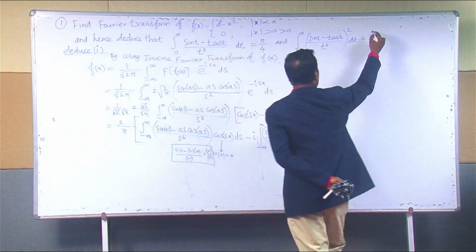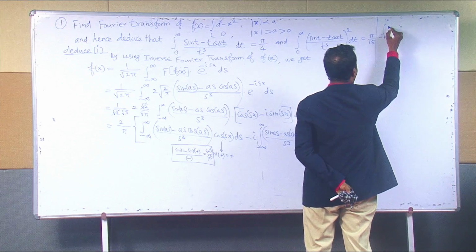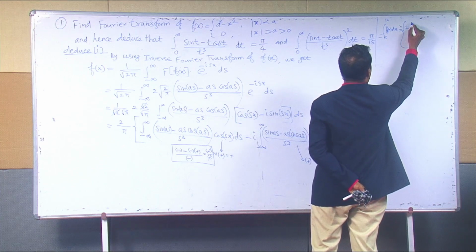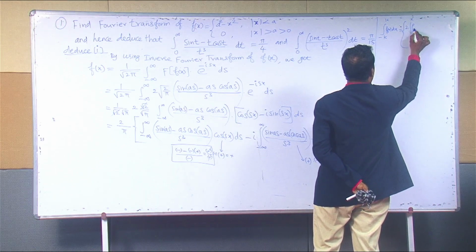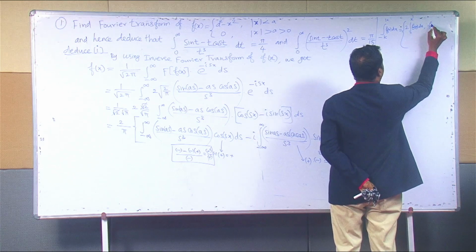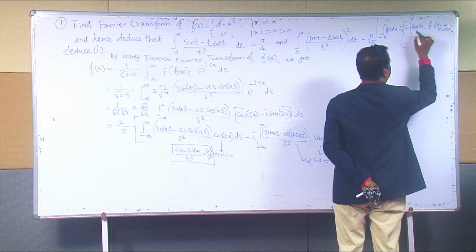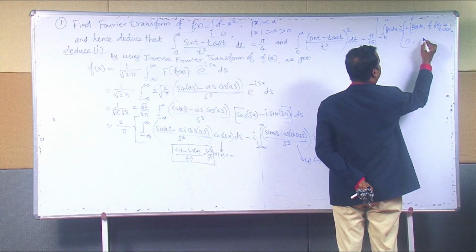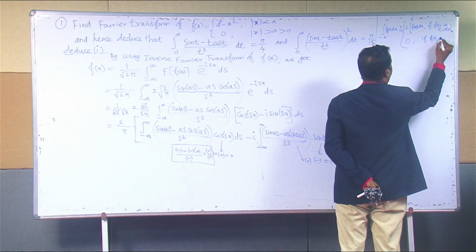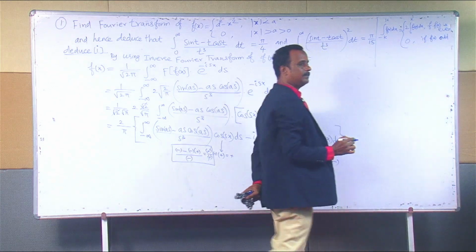Already we know the formula: the integral from minus constant to plus constant of f of x dx is equal to 2 times the integral from 0 to that constant of f of x dx, if f of x is an even function. If f of x is even, this is valid. Otherwise, if it is an odd function, the value of the integral is 0.